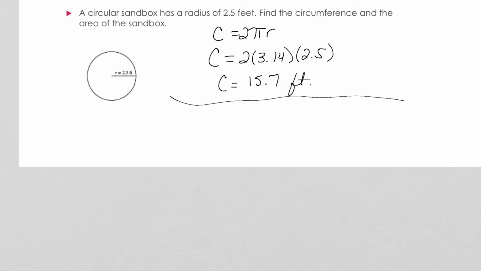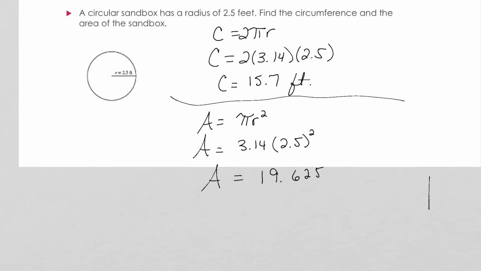All right, so then the question says to find the area. So area is equal to pi times radius squared. And so area is equal to 3.14 times 2.5 squared. So on my calculator, I'm doing 2.5 squared, and then I'm doing times 3.14. And I get that the area is equal to 19.625. And don't forget, our units of measure for area are square feet or feet squared. So make sure you're using the proper units of measure.